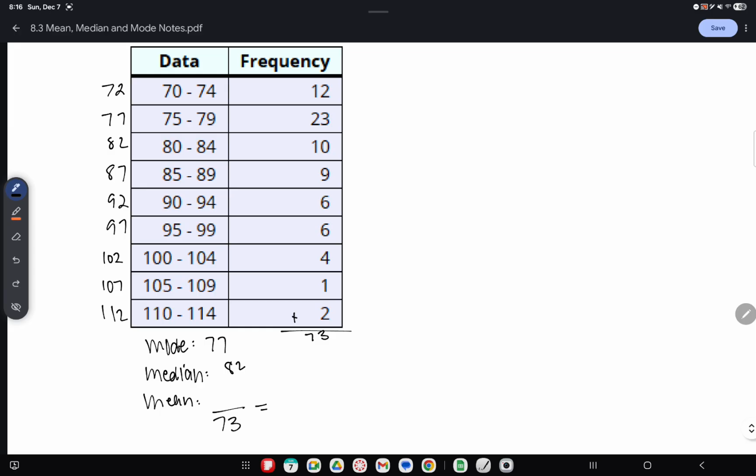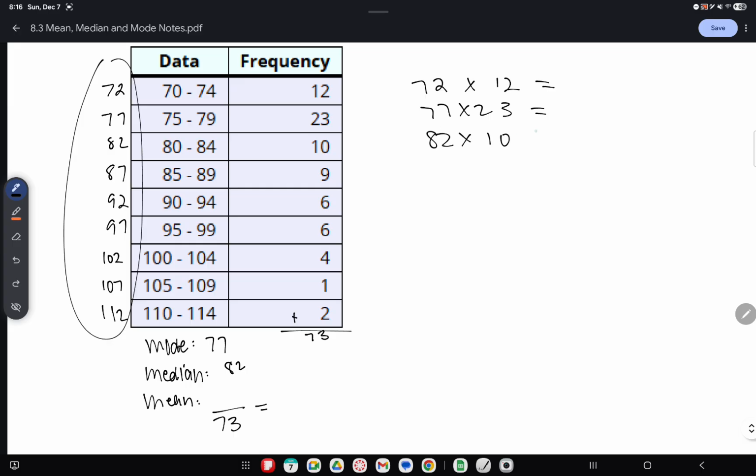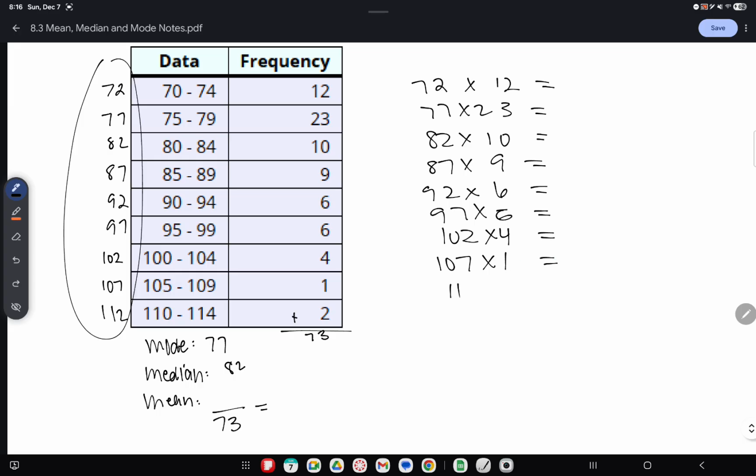And the mean, this one's the weird one again because we don't have the exact data values, right? So I'm going to use this piece here. So I'm going to take 72. I have 12 of them. 77, I have 23 of them. 82, I have 10 of them. 87, I have 9. 92 has 6. 97 has 6. 102 has 4. 107 has 1. And 112 has 2. And then I can find these values and then add them up and then divide by 73. So I'm going to do those off to the side and get those numbers for you.